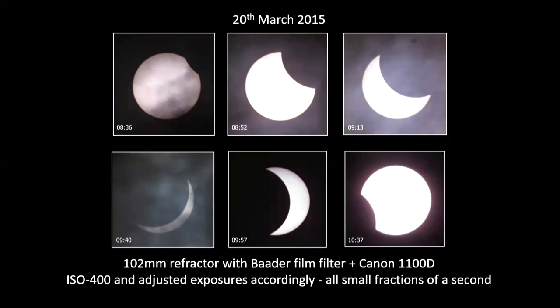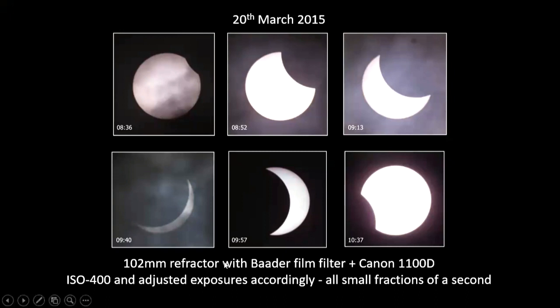This one was 20th of March 2015, and I used my Helios refractor with my homemade Baader solar film and Canon 1100D. This was ISO 400, and I adjusted the exposures because it was cloudy. So I was having to just babysit, and they were all fractions of a second, but when there was a lot of thin cloud around, I was just pushing up the shutter speed a bit. When there was a clear gap, I was pulling it back down again. So I was having to think on the fly. There really wasn't anything that I could do automatically here because the cloud level was changing so much.